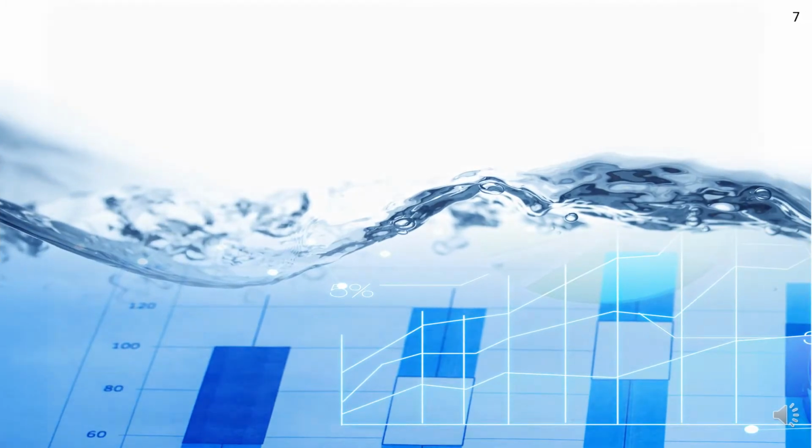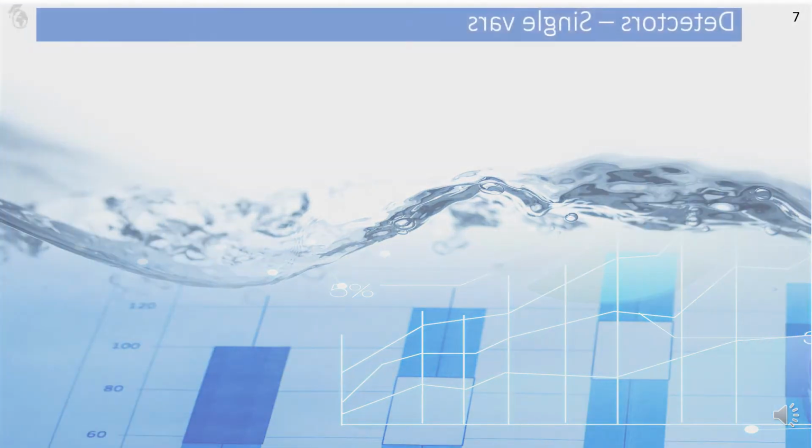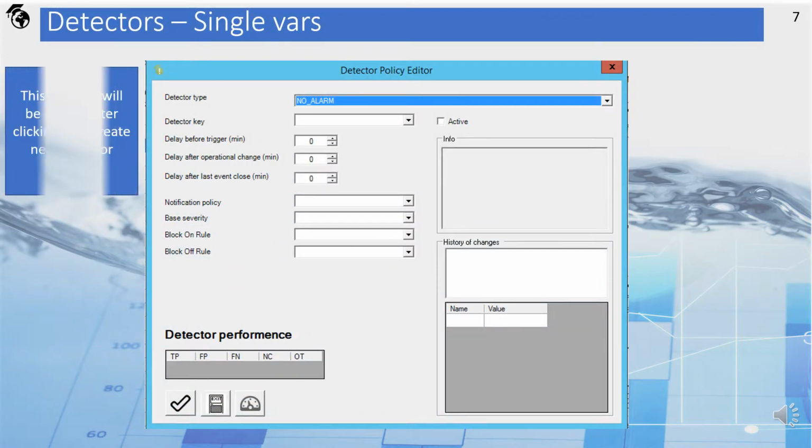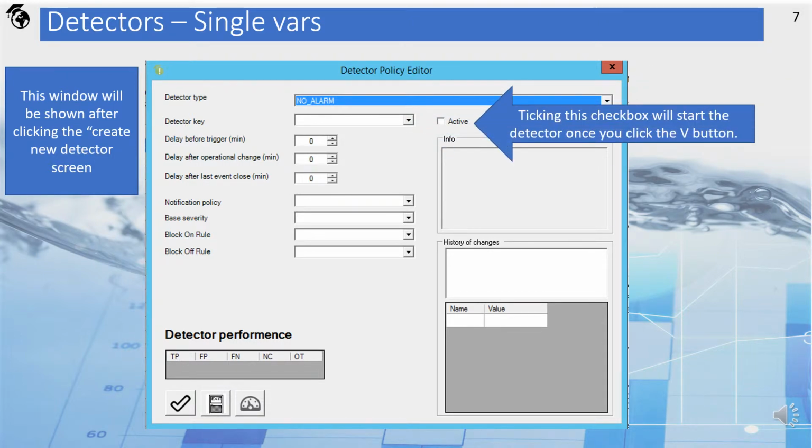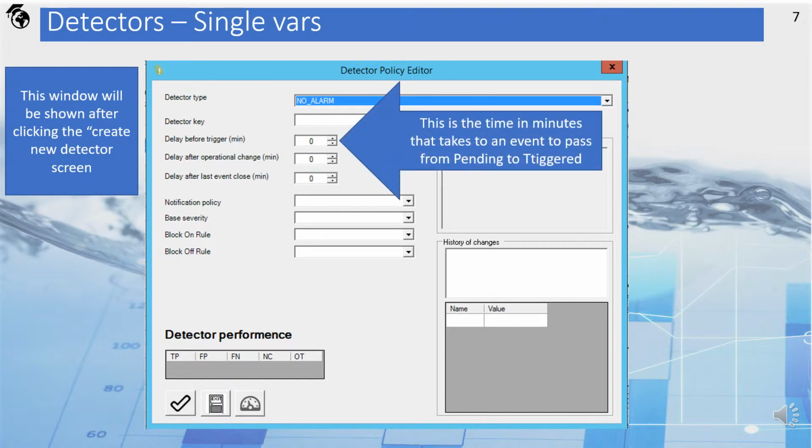This window will be shown after clicking on the Create New Detector button. This screen is used to define a new detector. Start by selecting the detector type. Then, in the case of a single variable detector, you should define the selected variable. This is done by selecting the drop-down field, which contains all of the model's defined variables.